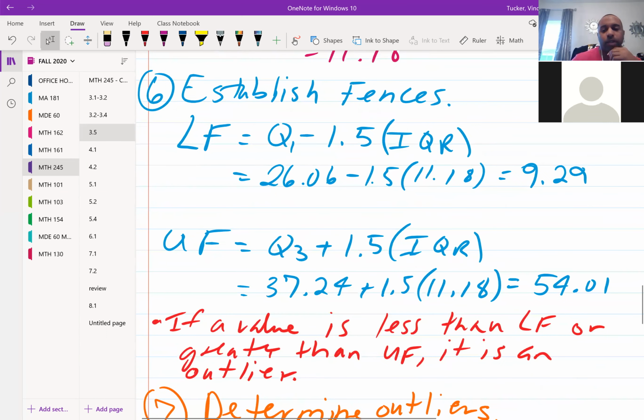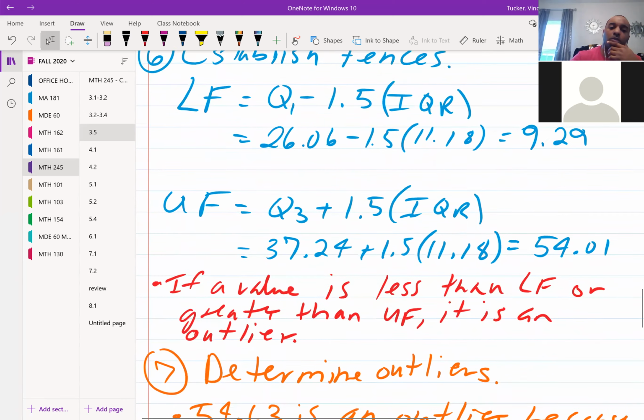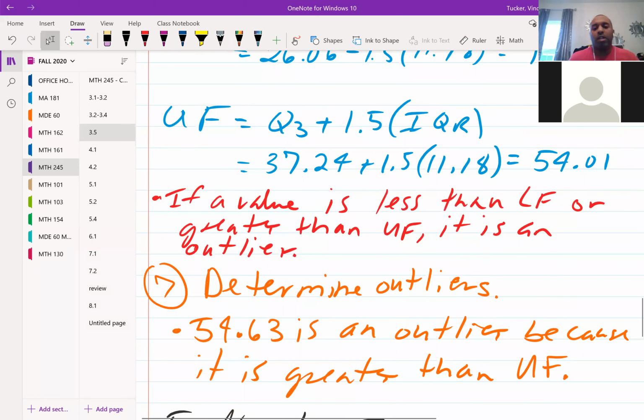All right, and then in the red, just a reminder, if a value is less than the lower fence or greater than the upper fence, it is an outlier. So 54.63 is an outlier because it is greater than that upper fence. So any questions before we do a 5-number summary and our box plot?